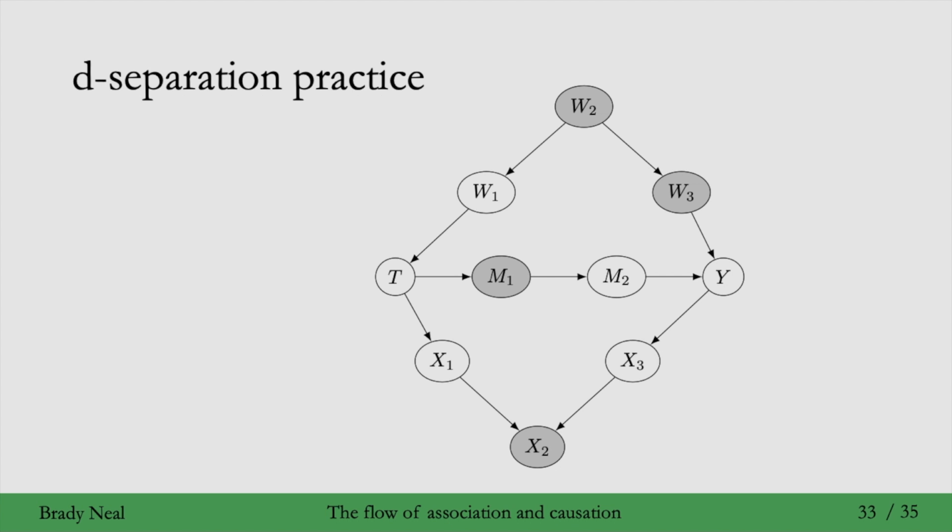It turns out that conditioning on x2 unblocks the path that used to be blocked by the collider x2, so the path from t to x1 to x2 to x3 to y. So when we condition on x2 here, because we unblock that path, t and y are actually not d-separated given this conditioning set. What about if we were to additionally condition on x1?